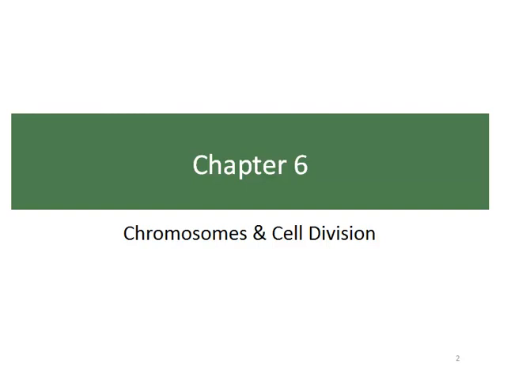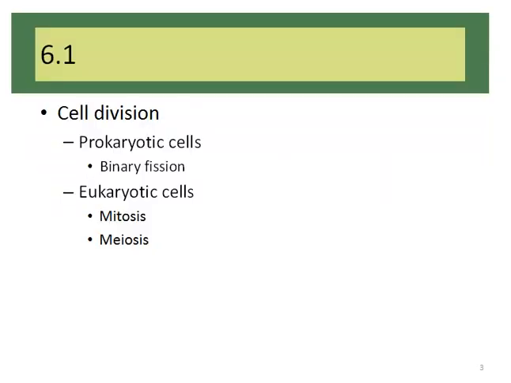Okay, so we'll start chapter 6 on chromosomes and cell division with some basic background on chromosomes and how they're used in the cell and different types of cell division. We've already talked about in chapter 3 the two basic types of cells. We talked about prokaryotic cells and also eukaryotic cells.